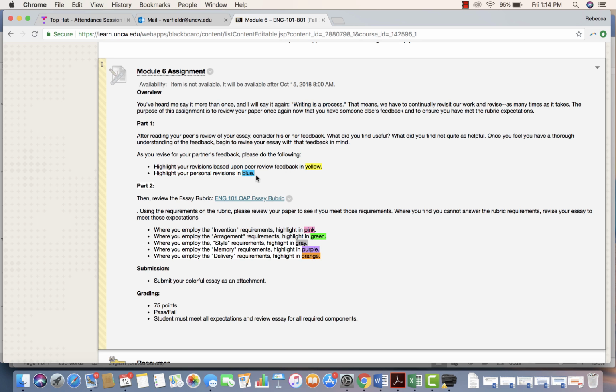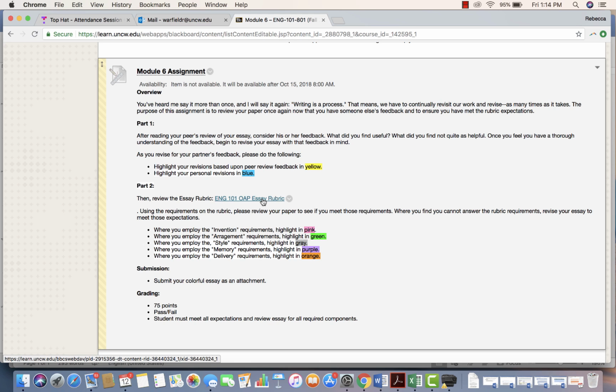So revisions based upon your peers' feedback in yellow, and then revisions based upon things that you found as you were writing, highlight in blue. And then part 2. You'll use the essay rubric, which is located here and in the essay file folder. And using the requirements on the rubric, please review your paper to see if you meet those requirements.